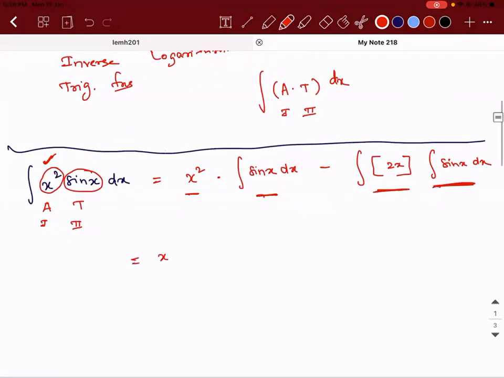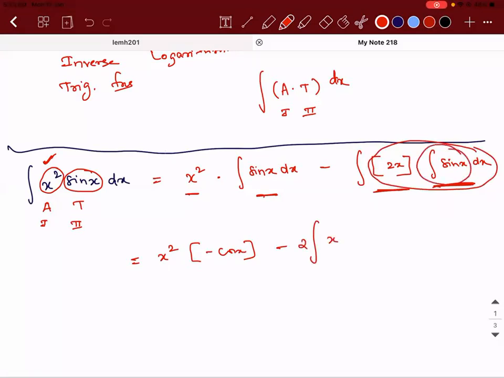So here it will be x square into the integral of sin x, which is minus cos x, minus... what is happening here? See, the integral of 2, I will take it out, x into the integral of sin x, which is minus cos x, and there is a dx. Because this dx is for the inner integral, this dx is for the outer integral. So there are two integrals.